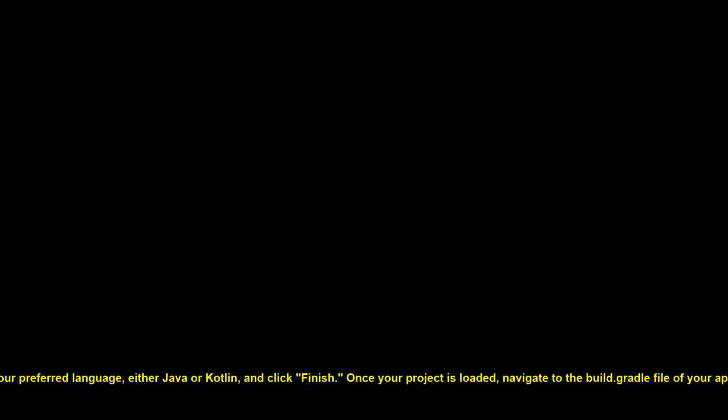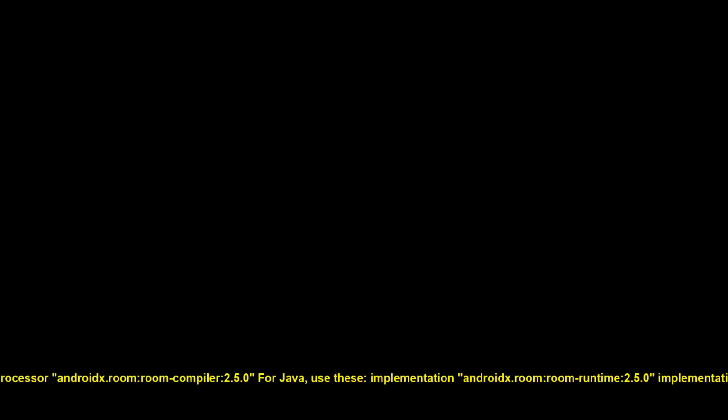Once your project is loaded, navigate to the build.gradle. In the Dependencies section, add the Room library dependencies. For Kotlin, include these lines: implementation androidx.room:room-runtime:2.5.0, and the annotation processor androidx.room:room-compiler.